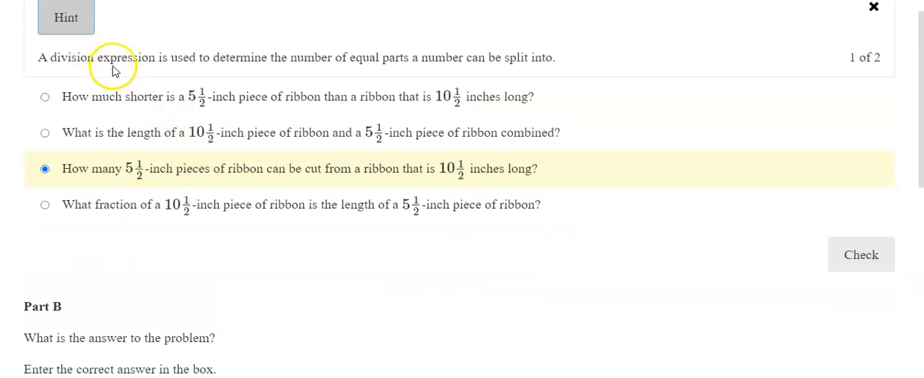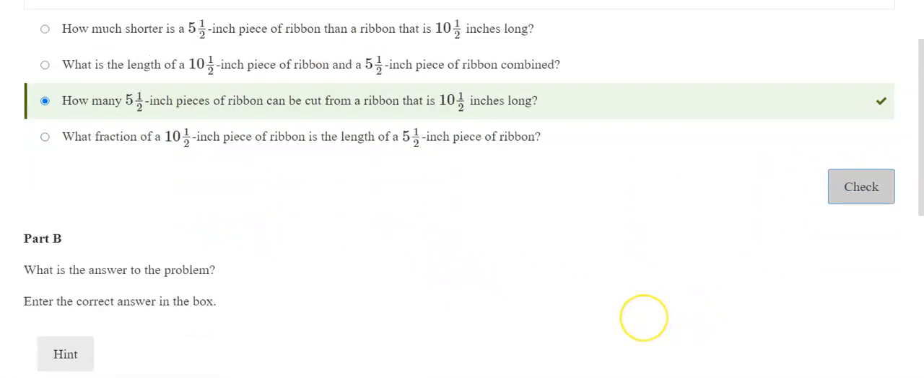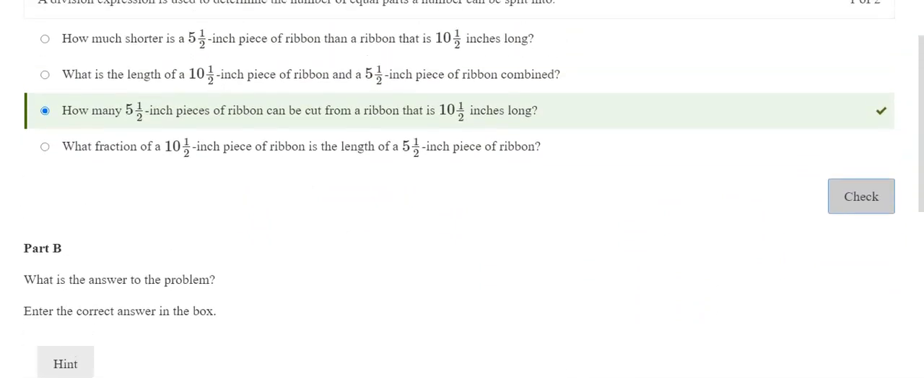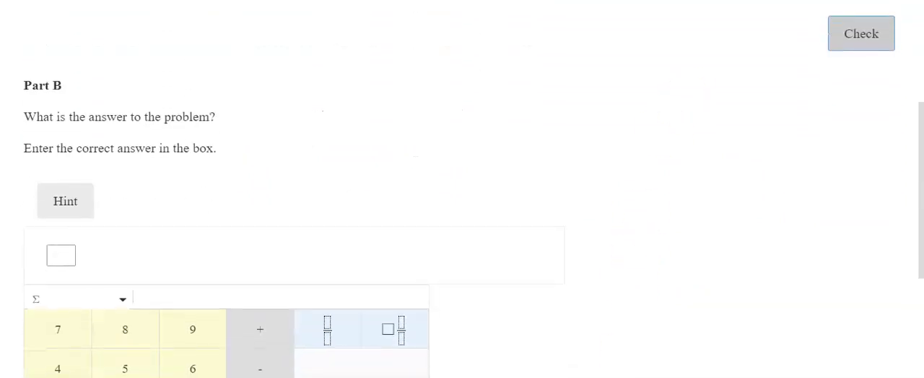So our hint is a division expression is used to determine the number of equal parts. This is saying how many equal parts are we going to be using. And then what is the correct answer to our problem? So we're going to take 10.5 and we're going to divide it by 5.5.